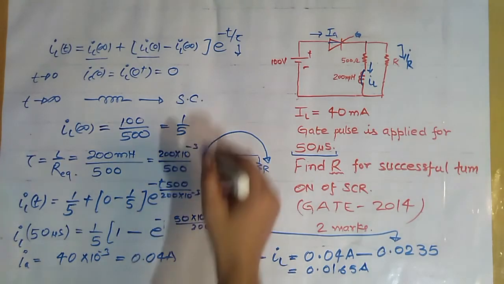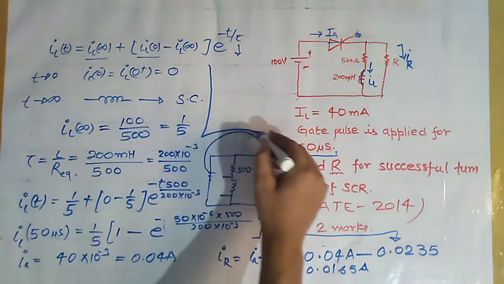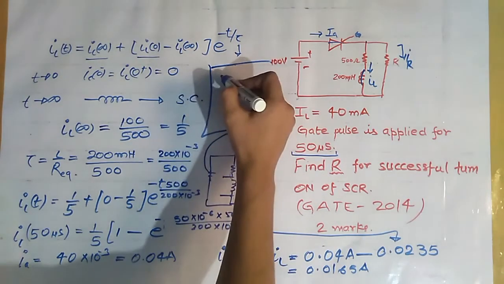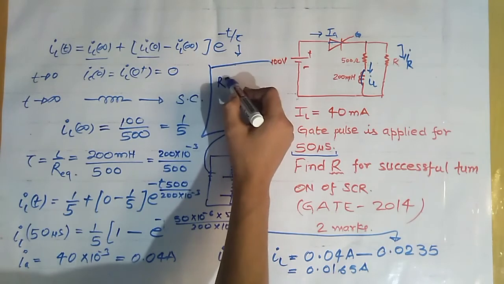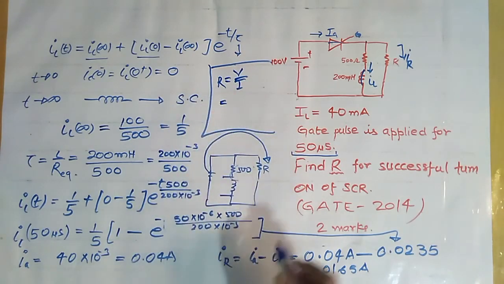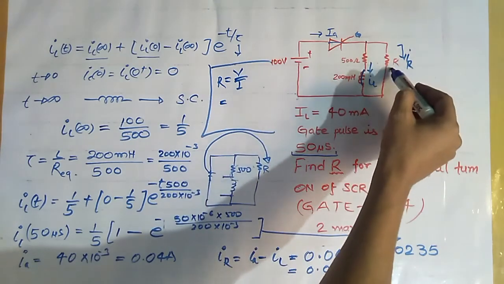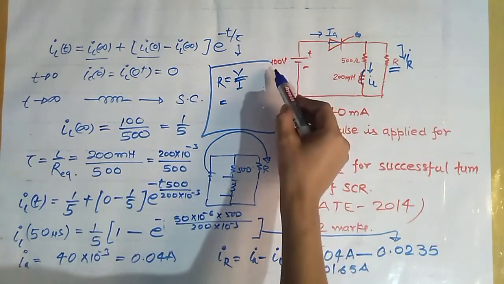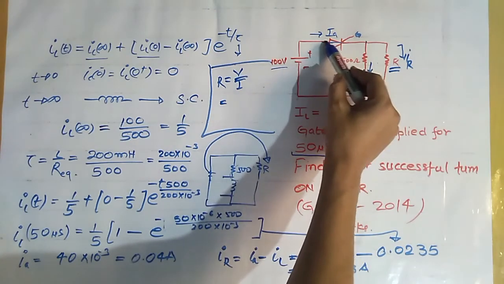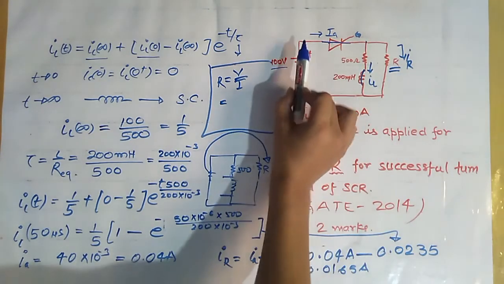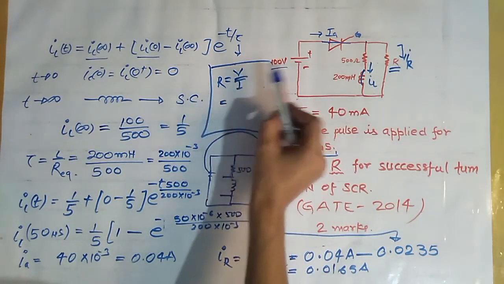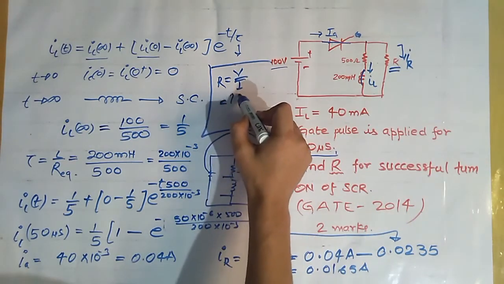Okay, now we have to find the value of R. So what is R? We know that R is equals to V upon I. So what is voltage across this resistance? The voltage across this resistance is equals to 100 volt, because when SCR get turned on, this acts as short circuit, and this voltage is in parallel with this resistance. That's why we can write voltage across resistance is 100 volt.